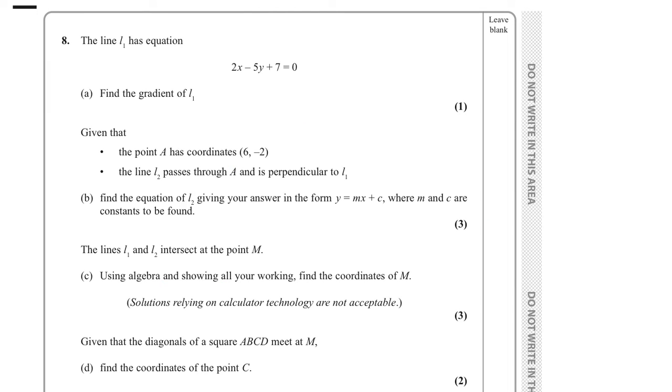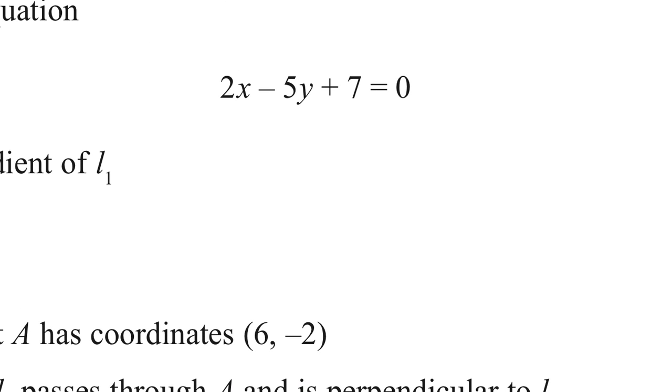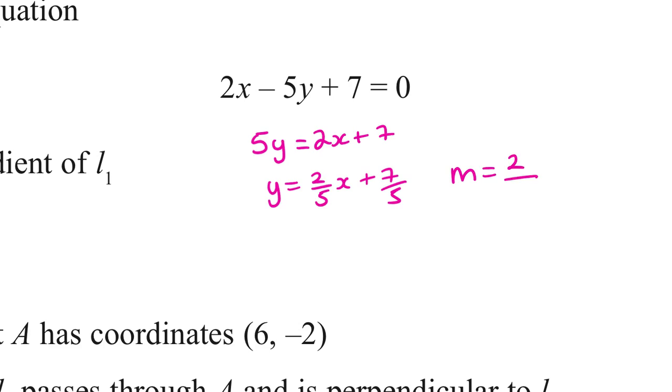Question 8. The line L1 has this equation. Find the gradient of the line. So what am I going to do? I'm going to rearrange it into the form y equals mx plus c. So I'm going to move 5y onto the other side. Equals 2x plus 7. Divide everything by 5. 2 over 5x plus 7 over 5. What is my gradient? 2 over 5.